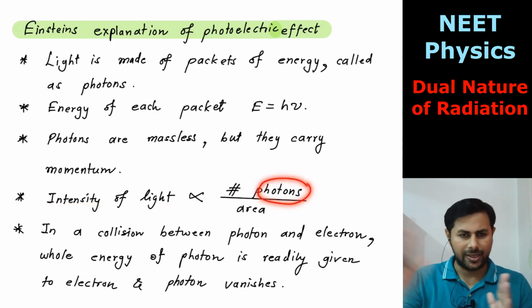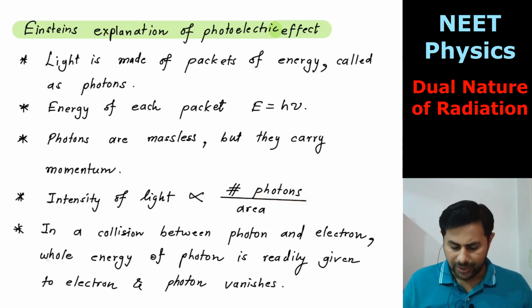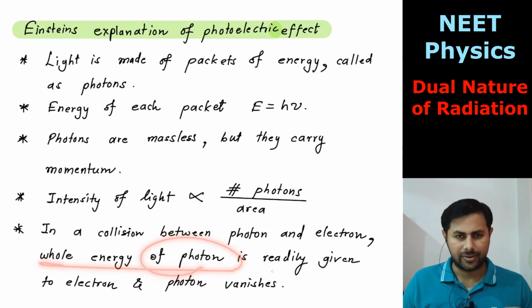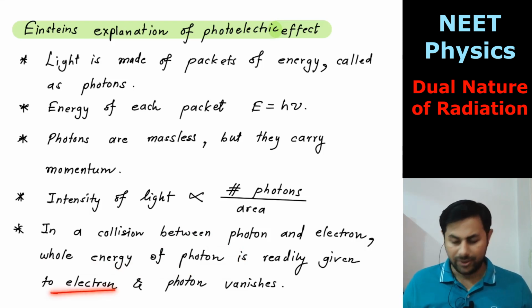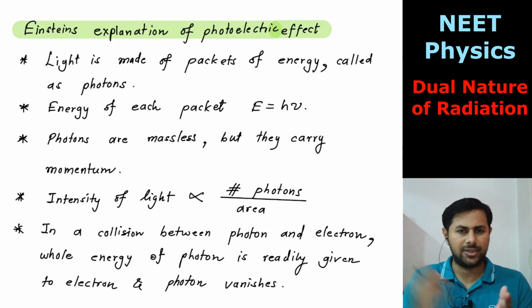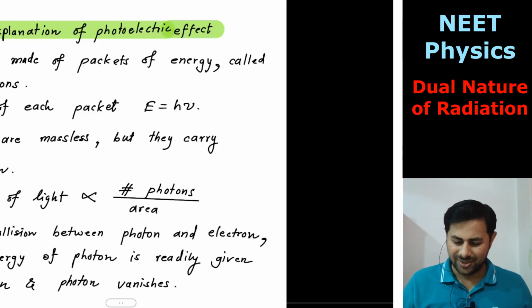Number of photons striking per unit area. Okay, then in a collision between an electron and a photon, the whole energy of the photon is immediately given to an electron, and the photon vanishes. So what is a photon? It's just a packet of energy. Energy is given to the electron. That means the photon disappears, because it's just energy. So if the electron gains that energy, the photon disappears. So the number of photons is not conserved in this collision, right?